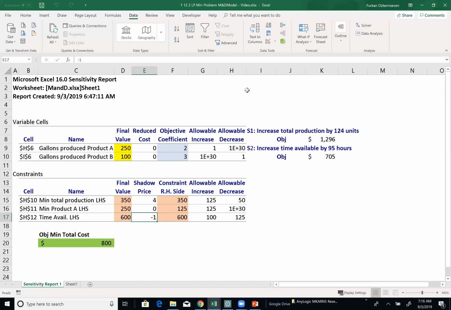So that's it for today. Today we covered sensitivity analysis, and enjoy business analytics.